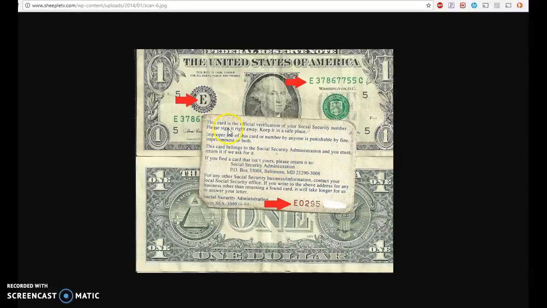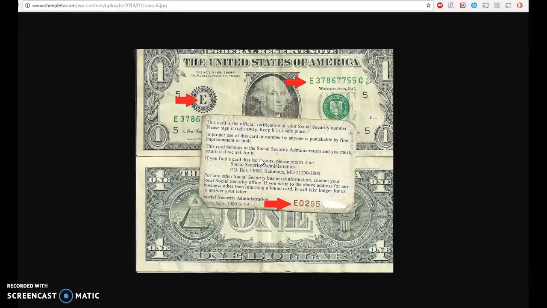It says: This card is the official verification of your Social Security number. Please sign it right away. Keep it in a safe place. Improper use of this card or number by anyone is punishable by fine, imprisonment, or both. This card belongs to the Social Security Administration, and you must return it if we ask for it. Okay, I'm going to stop there because there have been some comments made with regards to this statement.